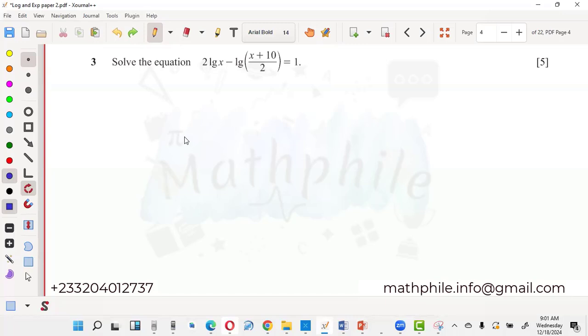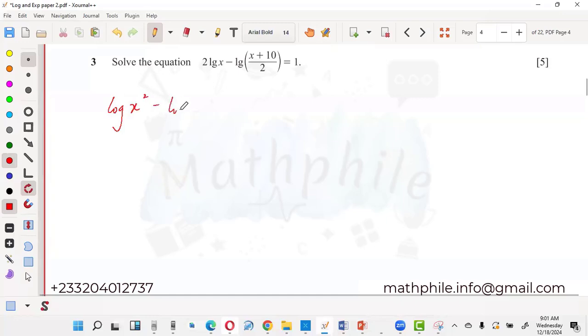Okay, so let's do this one. Remember the advice I gave you in solving: the first thing you need to do is to make sure the log stands alone. There is no number in front of the log, right? Okay, so it can be rewritten as log x squared minus log of (x plus 10) over 2 equals 1. So there's subtraction, so I can say that is the same as writing log of x squared divided by (x plus 10) over 2. Are we good?